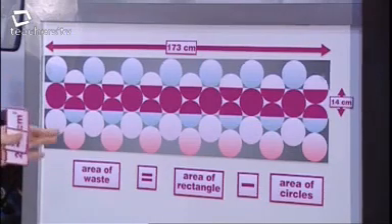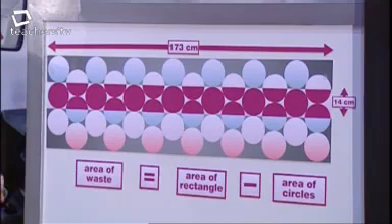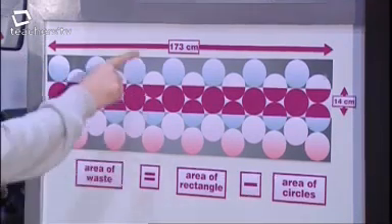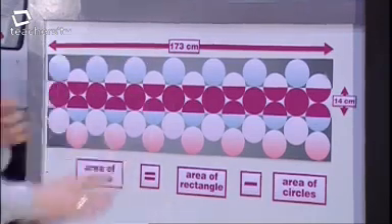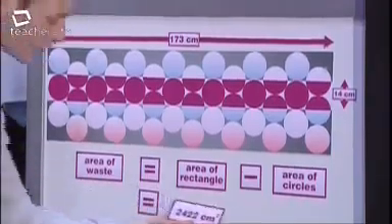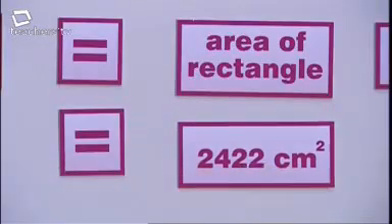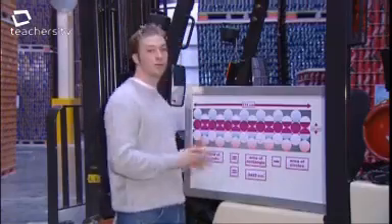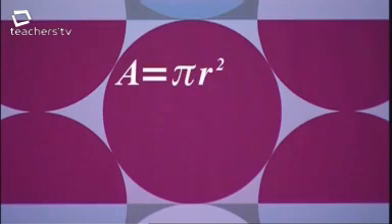Now, to work out the area of waste, we first need to work out the area of the rectangle before the circles were stamped out. And that's 173 centimetres multiplied by 14, which equals 2,422 square centimetres. And the next step is to work out the area of the circles that have been stamped out of the row. The area of each circle is pi r squared. The diameter is 14. The radius is half of that, which is 7.